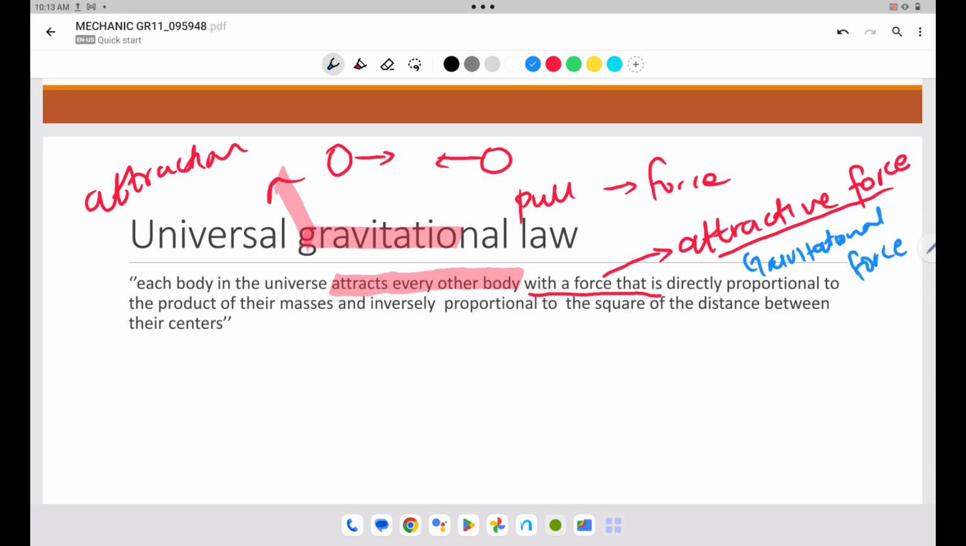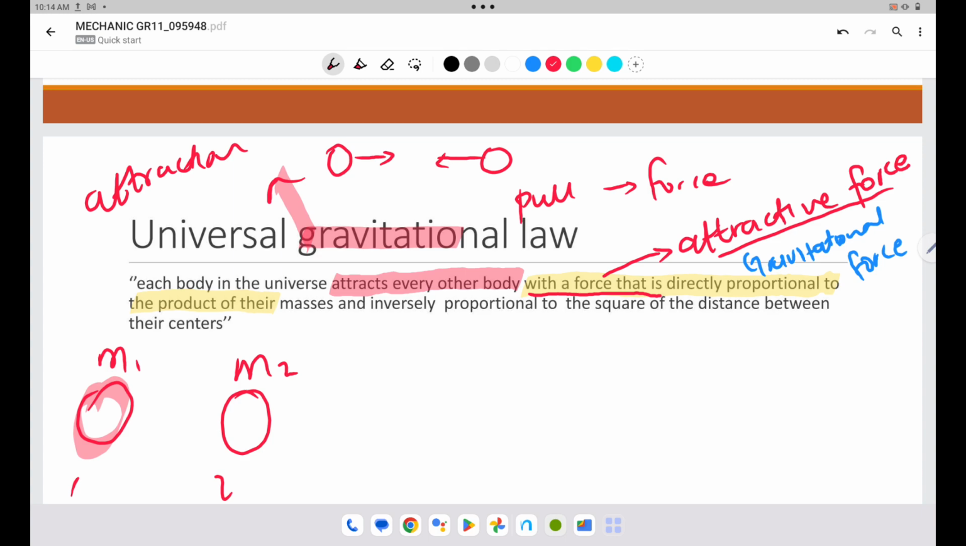So far the statement is telling us that each body in the universe applies a force of attraction on every other particle in the universe. The other part tells us that this is with a force that is directly proportional to the product of their masses. So we are having two bodies over here, let us say body 1 and body 2. These two bodies have masses m1 and m2.